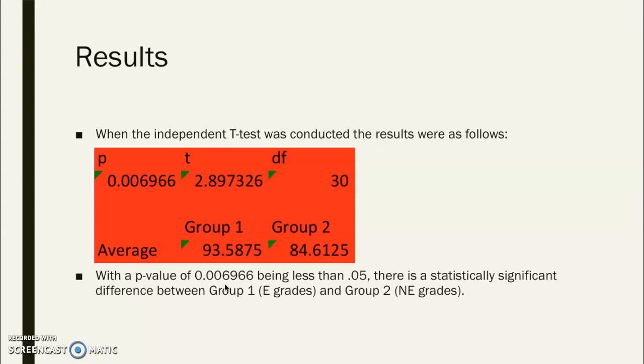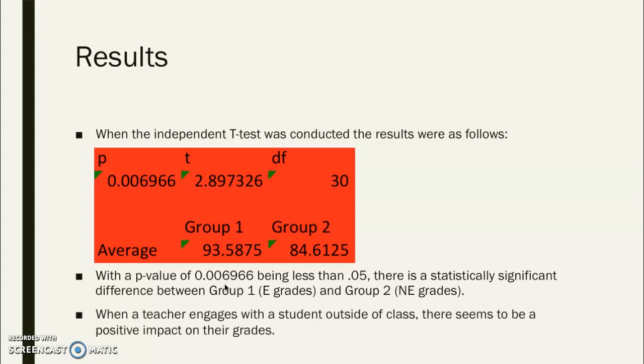And since this p-value is less than 0.05, there is a statistically significant difference between group 1, which was my engaged group grades, and group 2, which was my non-engaged group grades. This was a very exciting finding for me. It lets me know that there's a difference between the two, and it seems to be that when a teacher is engaged with students outside of class, there seems to be a positive impact on their grades. I was really excited to see this.